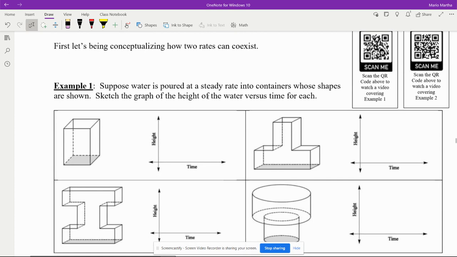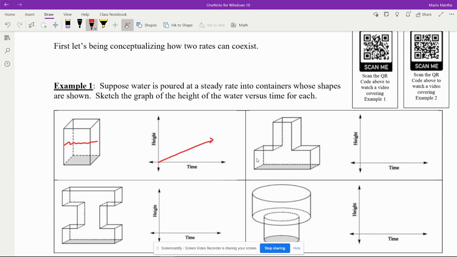Suppose water is poured at a steady rate into containers whose shapes are shown. Sketch the graph of the height of the water versus the time for each. If you notice the first one, if I were to start pouring water in here, it should start filling up easily. It's going to keep adding water at a steady rate, so I would say this relationship happens to be linear, like so.